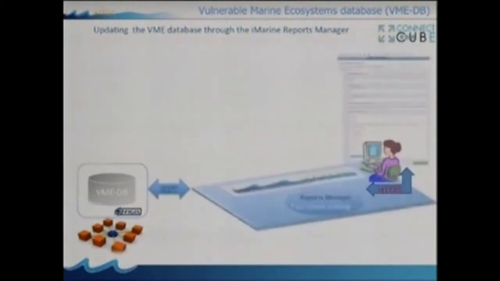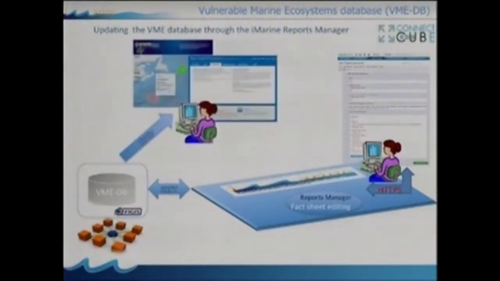And this database is relating with the fact sheet editing within the iMarine platform. The user accesses through a secure connection the iMarine platform, edits the content and returns the content updated to the Fijis database, which then is exposed through a normal HTTP to the web, to the general public. And here I made, for your joy, another video.